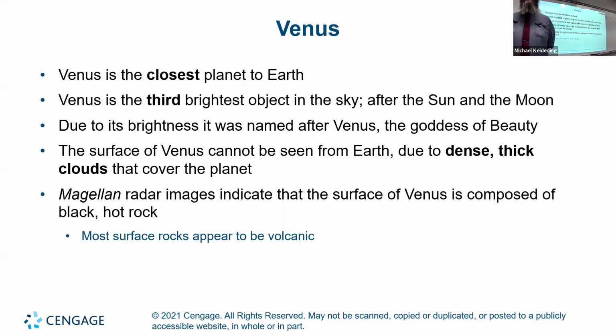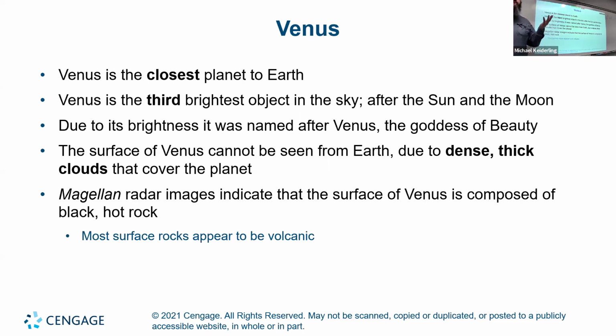Now, probes have been sent to the surface, but they didn't last long. But the primary way we look at the surface of Venus is by using wavelengths that pass through the clouds with radar. So radar images indicate the surface of Venus is composed of black hot rock from the Magellan. So the surface has been mapped by the Magellan orbiter. Most of the surface rocks appear to be volcanic.